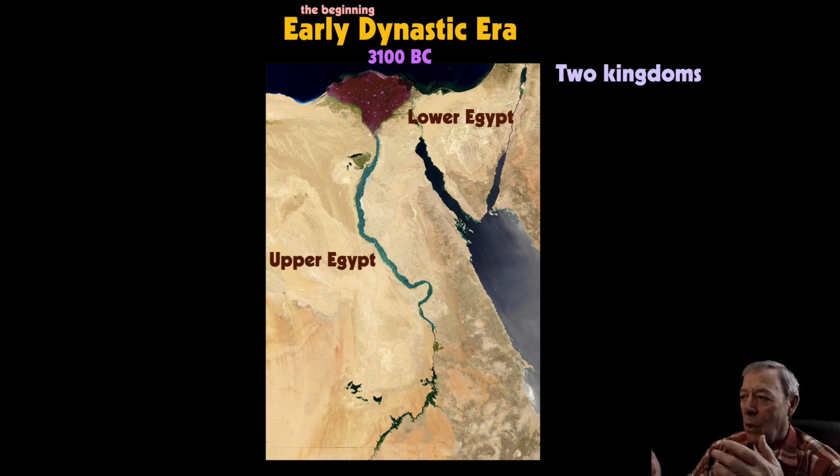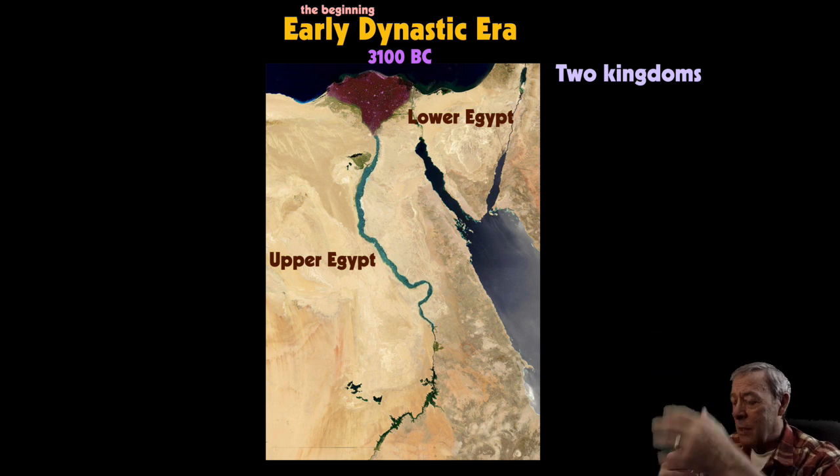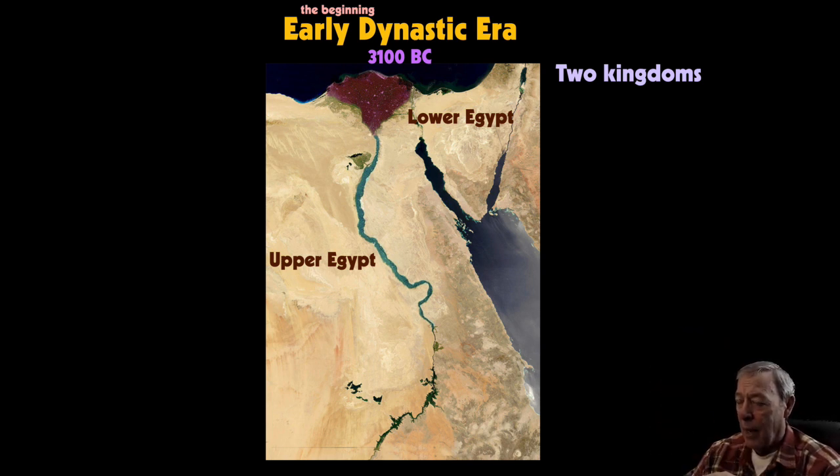Okay, so in the early dynastic era, prior to the coming of the first pharaoh, Egypt is controlled by two different kings, one in the north and one in the south, okay? Lower Egypt and Upper Egypt.